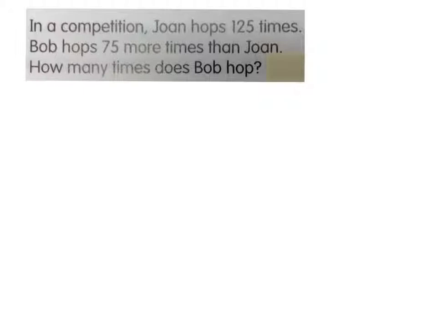Okay? Who's the story about, friends? Just tell me. It's about Joan and who? And Bob. Okay, so we have Joan, and then we have Bob. What happens to Joan? What does she do? Okay, so she's hopping, and you kind of see she's hopping. Okay? And she hops 125 times.